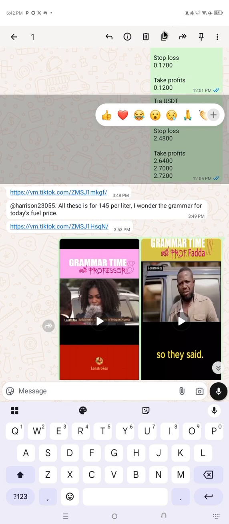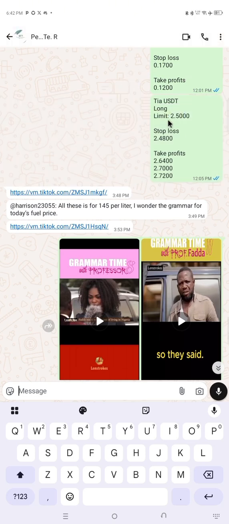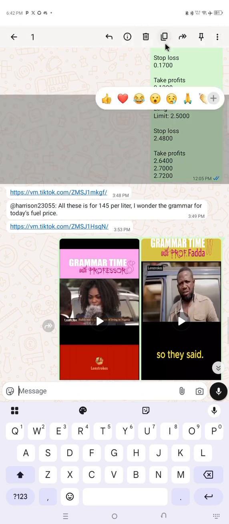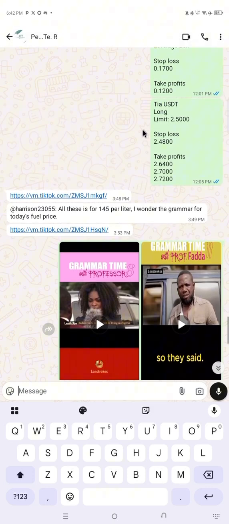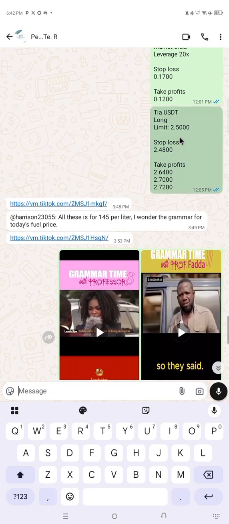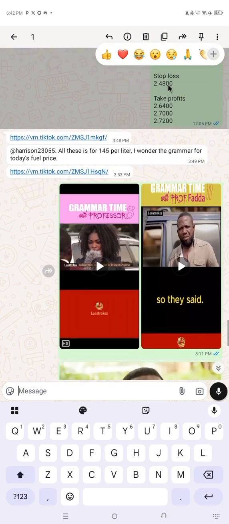You can see this signal, right? So that means we will have to wait for the market to enter 2.72 to give us the profit. So let's pick our stop loss. 2.48.